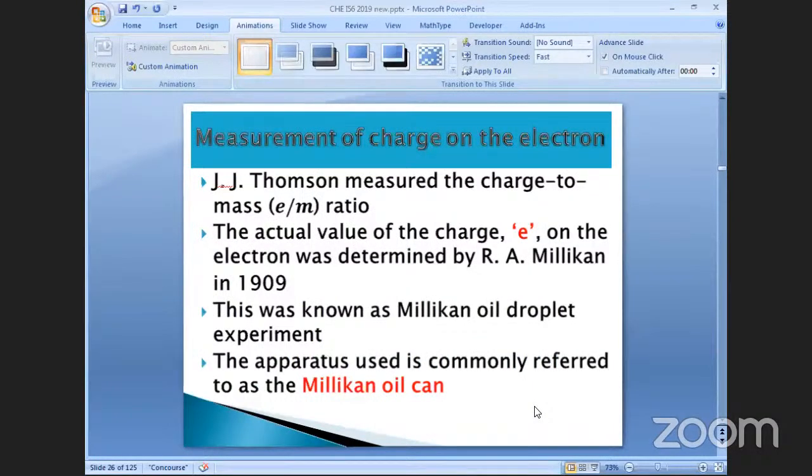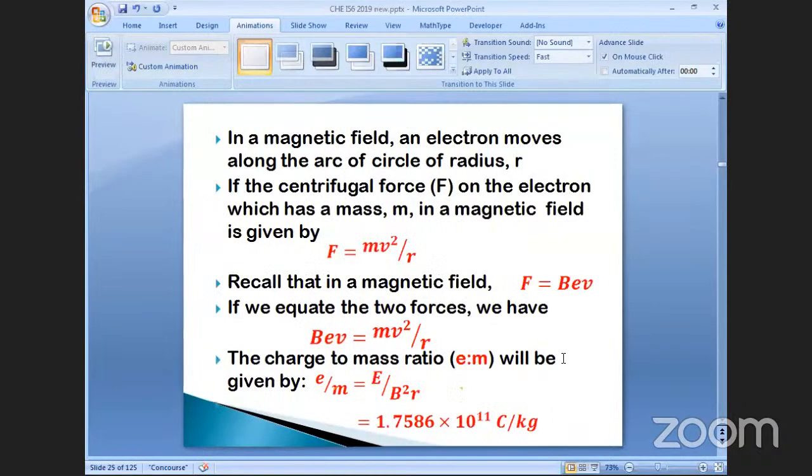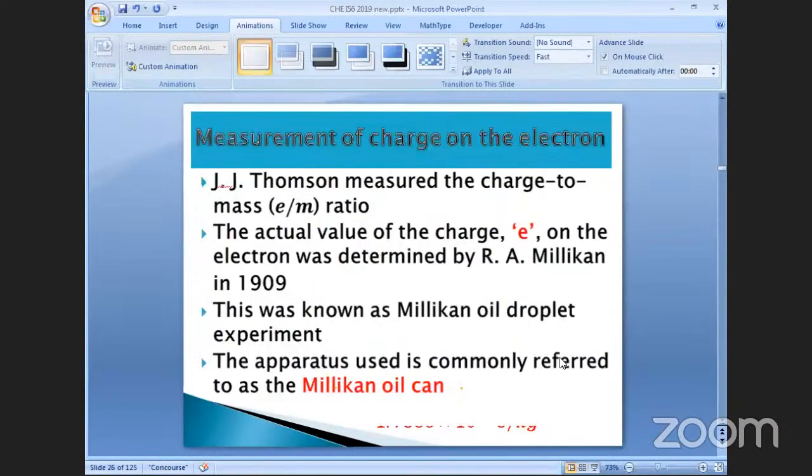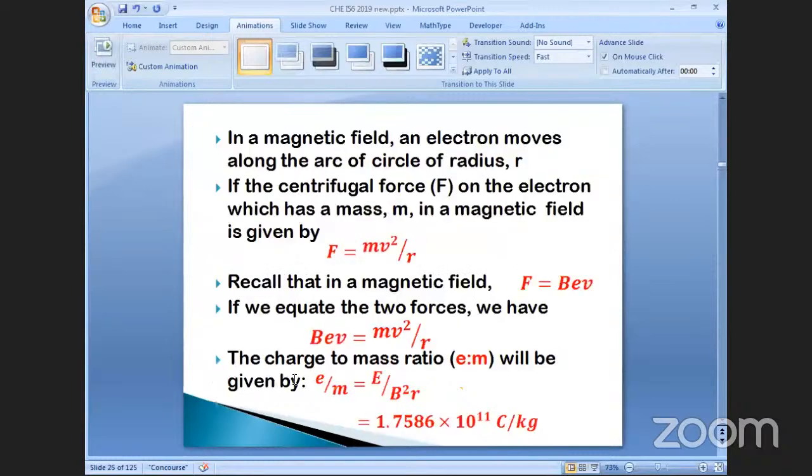So I would just like to end here for today, so that we don't take too many calculations in, because we are going to be talking about how then do we get the actual charge. What we have here is charge to mass ratio, so that we get the actual mass of the electron.